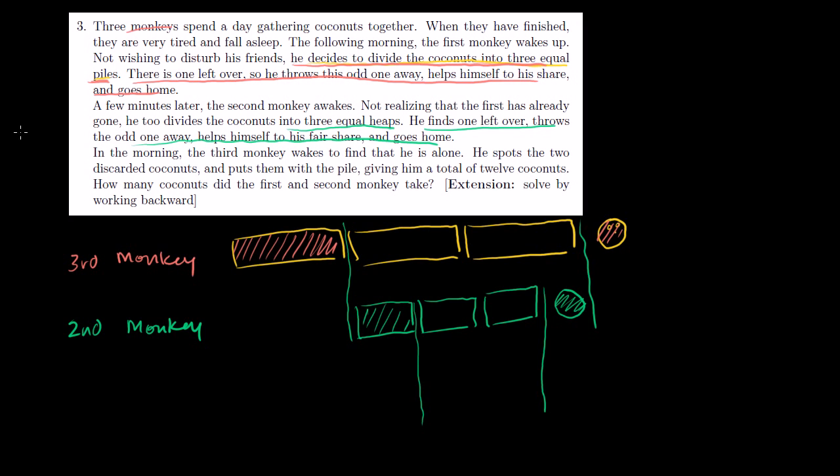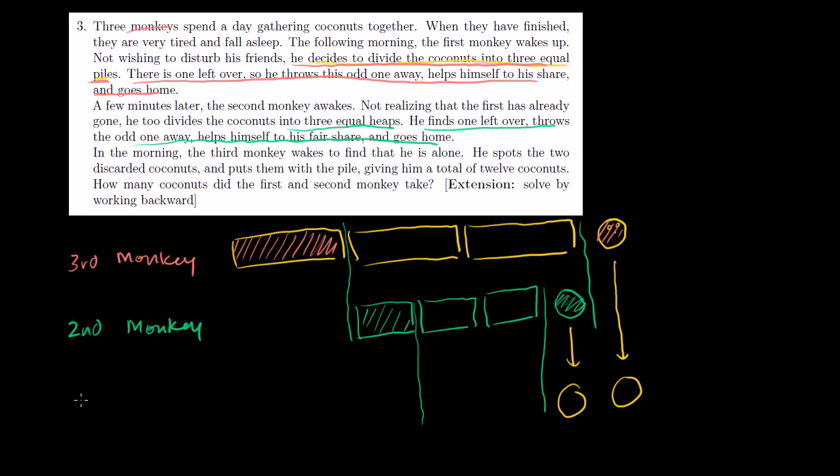And then you could guess what happens. In the morning, the third monkey wakes to find that he is all alone. He spots the 2 discarded coconuts and puts them with the pile. Interesting. Okay, so he puts them with the pile, giving him a total of 12 coconuts. So he spots that one and that one, puts them back in the pile.